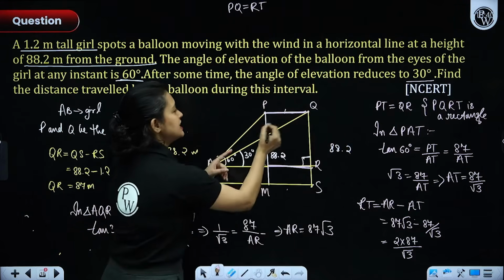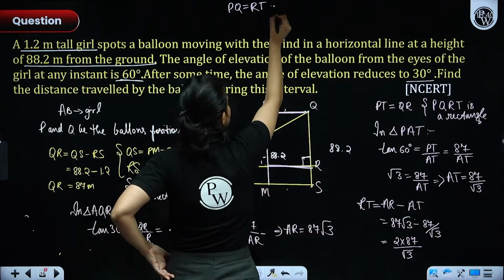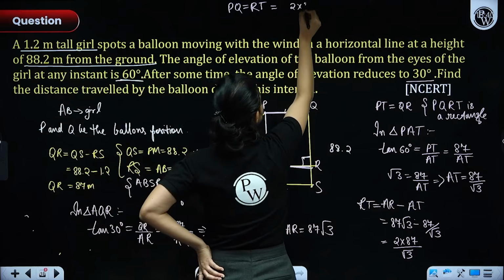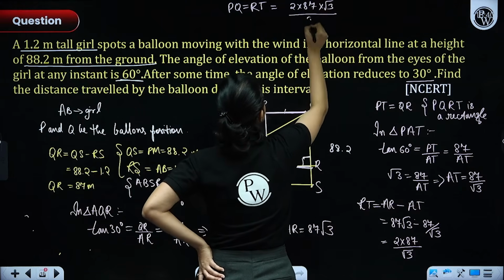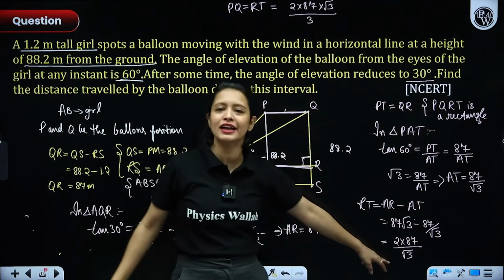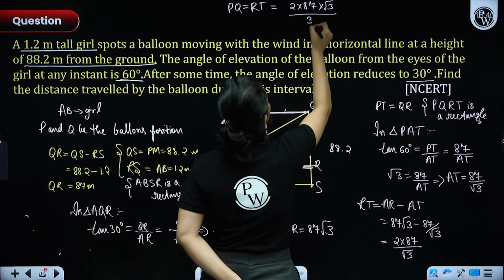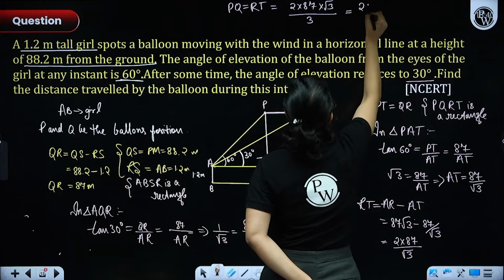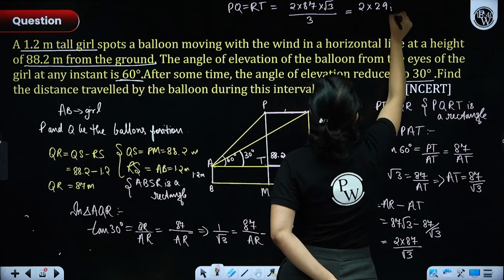Okay? Same logic, guys. PQRT is a rectangle. So PQ is equal to RT is equal to 2 into 87 into root 3 over root 3 into root 3, which is 3. So I have just rationalized by multiplying root 3 in numerator and denominator. Okay, everyone? So now we can just cancel here. I'll get what? 2 into 3 to the 6, 7, 8, 29 here and root 3 here.